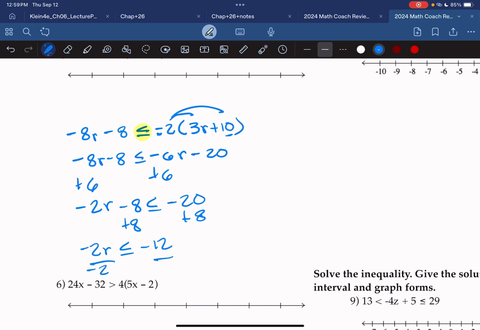Divide by negative 2, divide by negative 2. And you really have to be mindful with these inequalities, especially if you divide by a negative. If you divide by a negative, you have to switch the sign. That's very important. So negative 2r divided by negative 2 is going to be r, because a negative and a negative is a positive. And now, since we're dividing by a negative, we flip the sign. So we go like this. And then negative 12 divided by negative 2 is going to give us positive 6. So this is what we're going to graph.